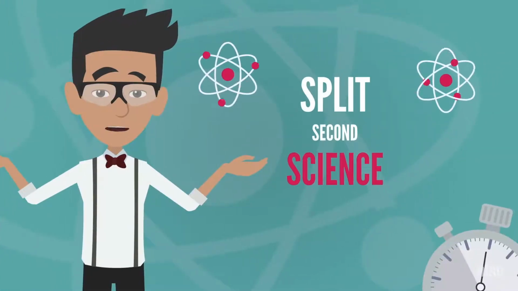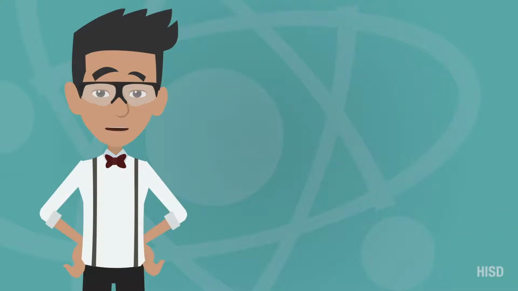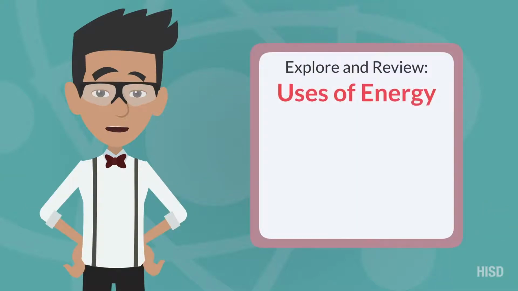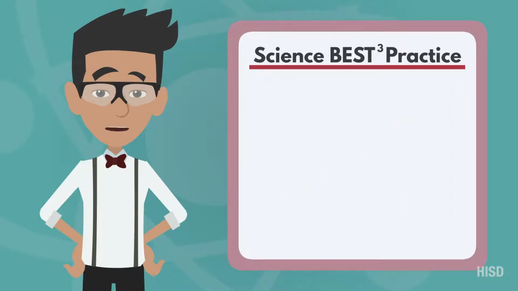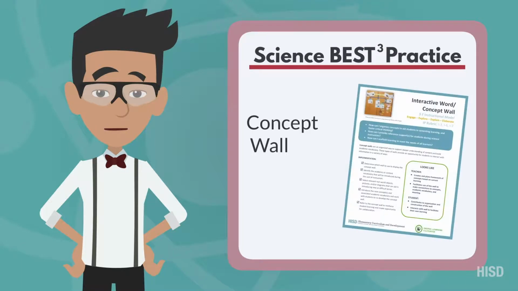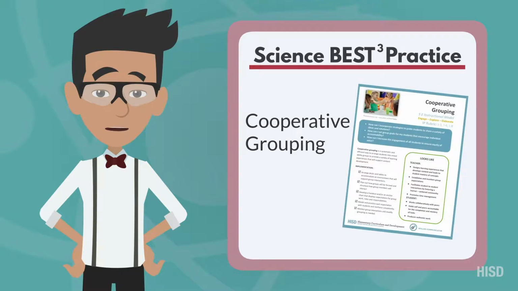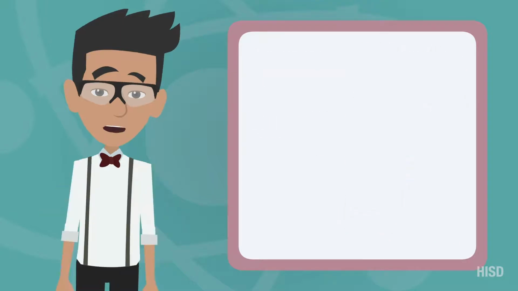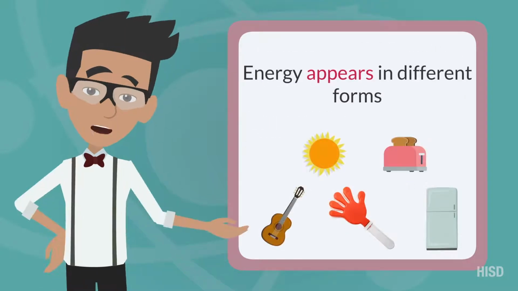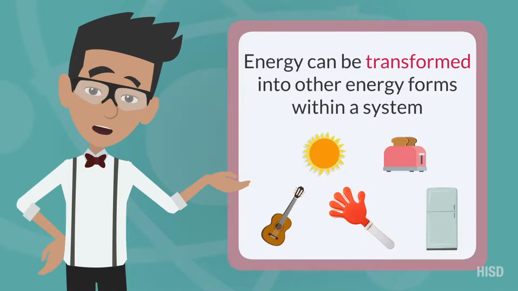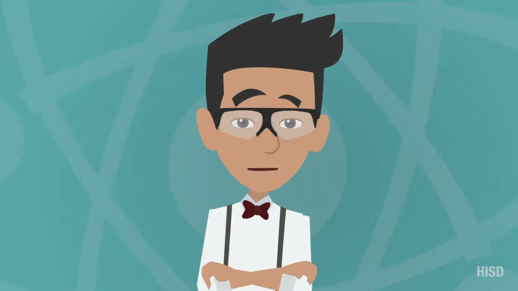Welcome to Split-Second Science. In this quick science video, you will explore and review the uses of energy and how it can be transferred from one object to another by implementing two of HISD's elementary science best practices: concept wall and cooperative grouping. Remember, energy appears in different forms and can be transformed into other energy forms within a system. Let's take a look at how you and your students can explore the uses of energy.